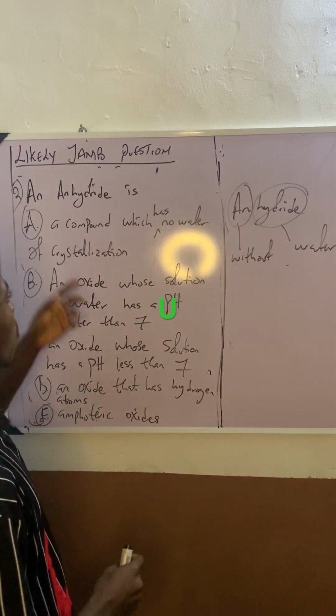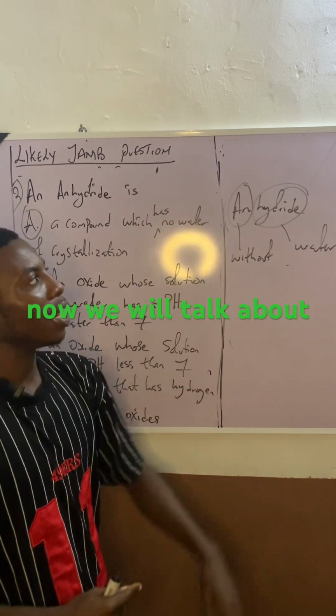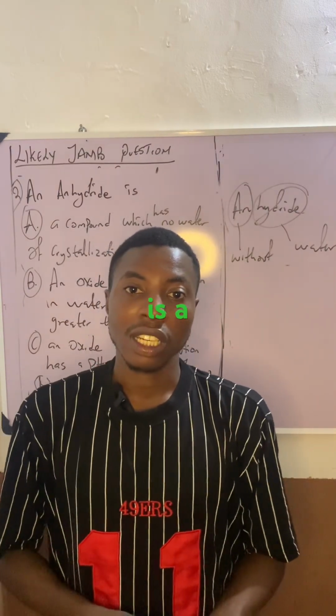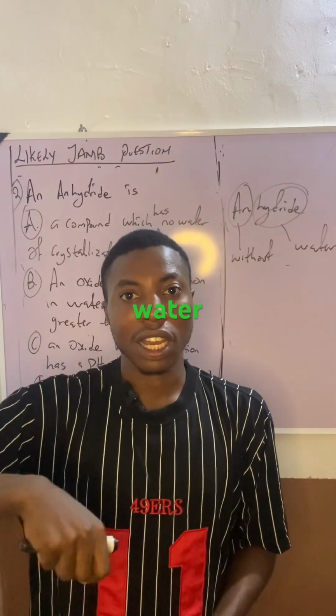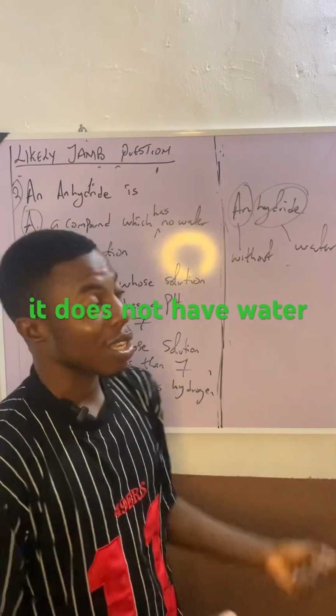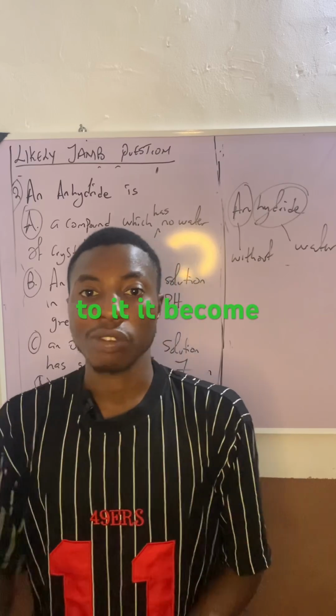Now when we talk about anhydride in basic chemistry, it actually means that it's a compound which, when water is added, will form another compound. Do you understand now? So it does not have water. When you add water to it, it will form a compound.